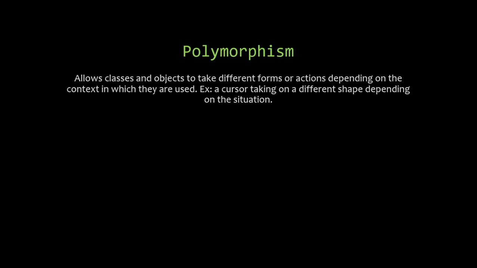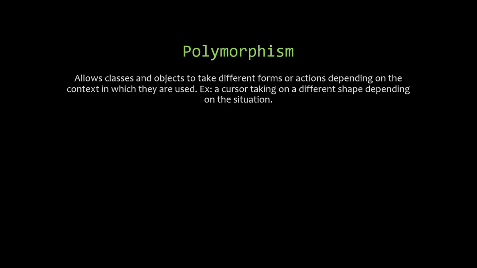Next, we have polymorphism. This is another one of those big pillars. This one allows classes and objects to take different forms or actions depending on the context in which they're used. So for example, I put a cursor taking on a different shape depending on the situation. A cursor might look like a nice little arrow. You might click on something, it might change while it's loading. You might see the little hourglass. I know that was really popular in some of the older versions of Windows.